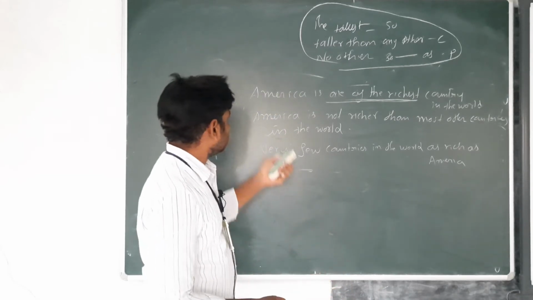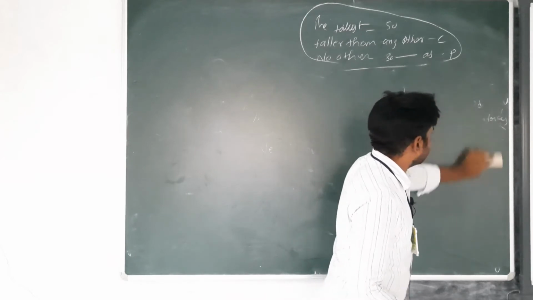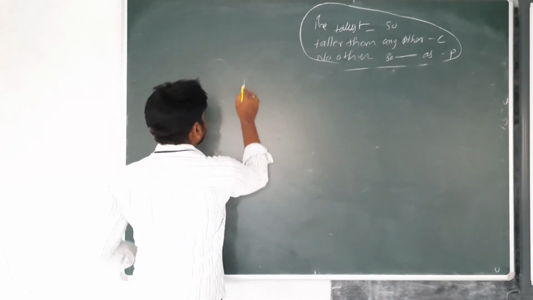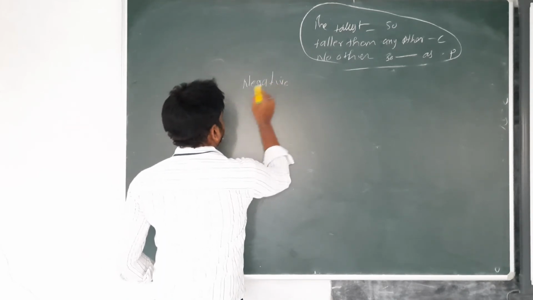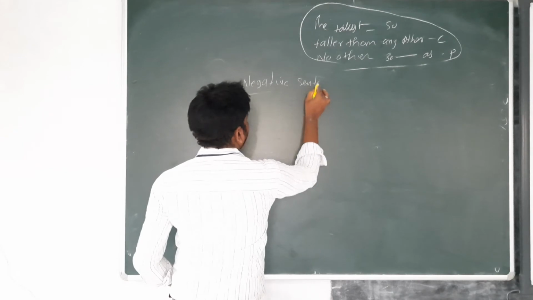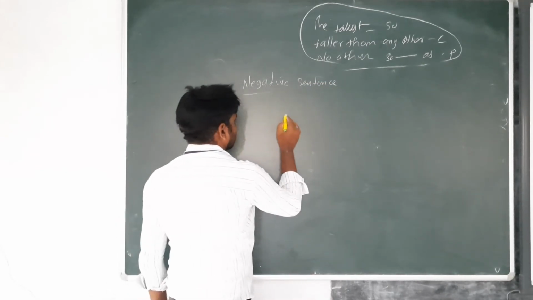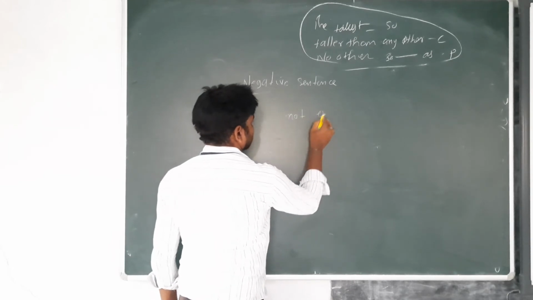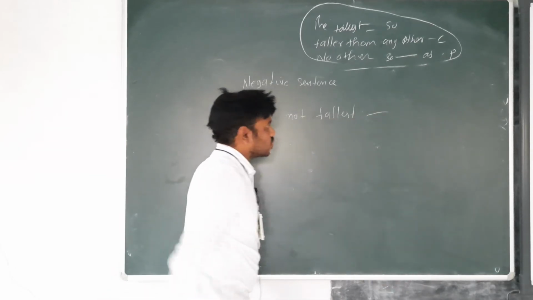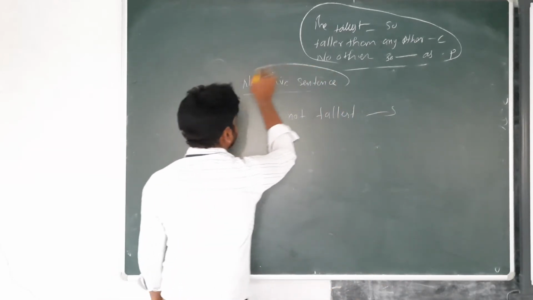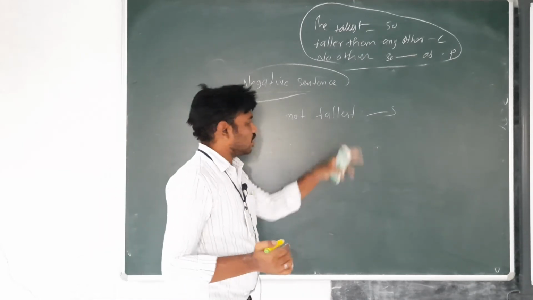Next, negative sentence: simple superlative in a negative sentence. Let us see how to change a negative sentence. When there is a negative sentence, how do you change? First one, "not -est," which means "not tallest." This is superlative. Now let us listen carefully.